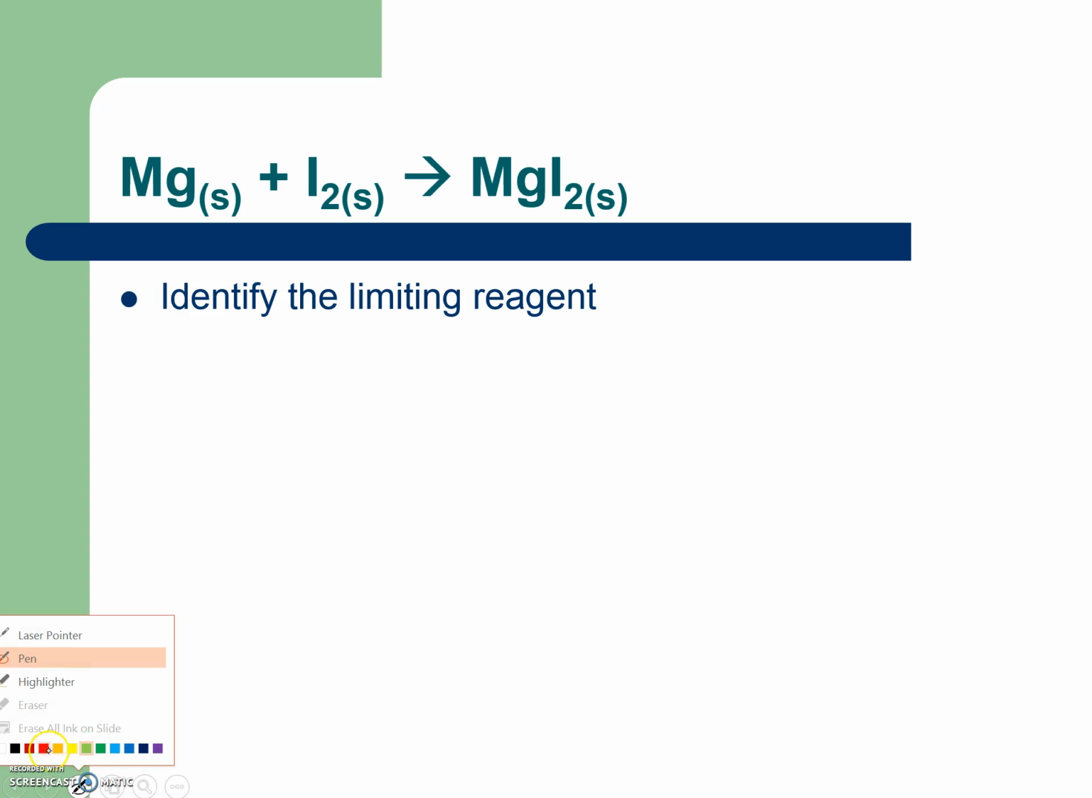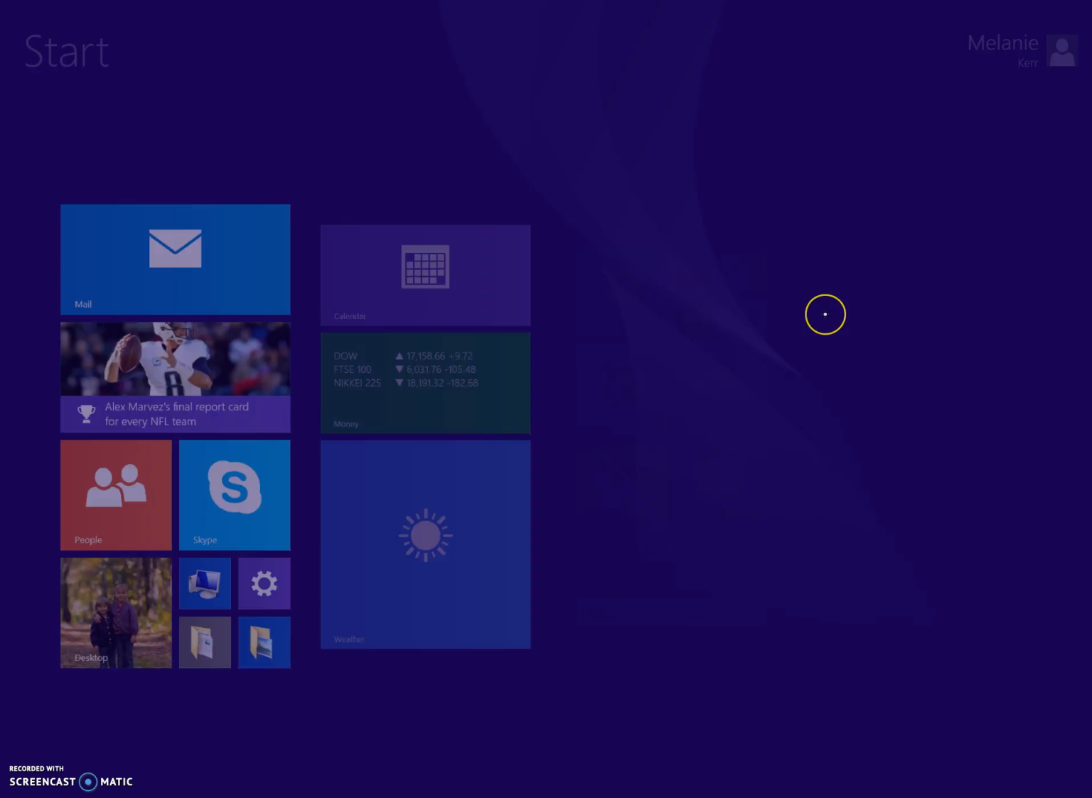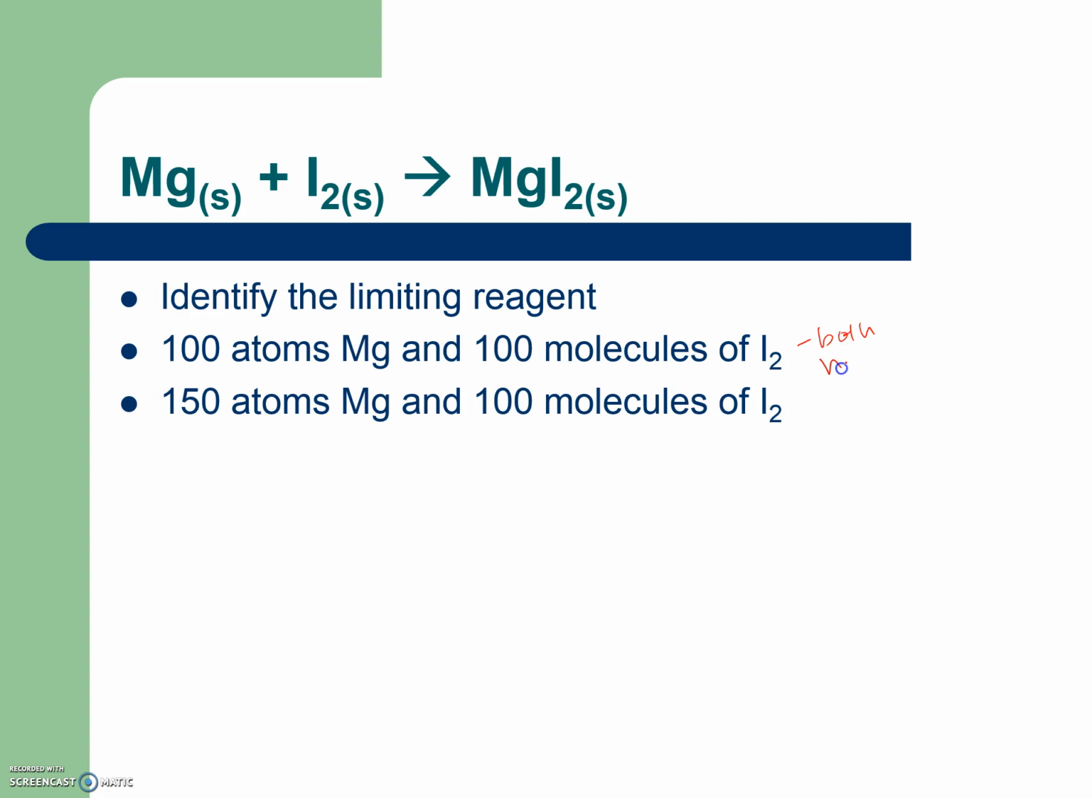So identify the limiting reactant. In this case, it's a 1-to-1 ratio. So if I have 100 atoms and 100 molecules, it's going to react perfect. And so we could either say both, or we could say neither. So both or neither. Or we could say that we call this the stoichiometric amount.